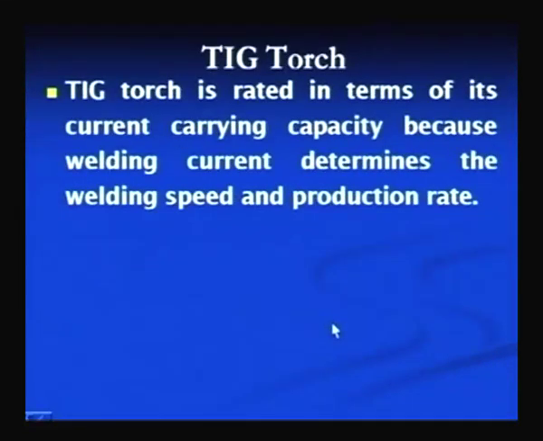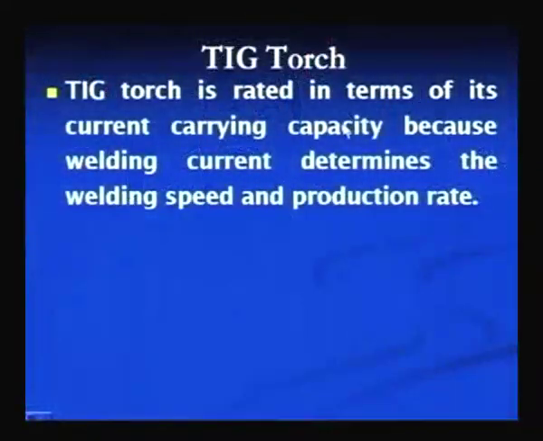Now, we will see the TIG torch, which is used for producing the desired heat and melting the faying surfaces, and is also another important component in the TIG welding system. The TIG torch includes a number of components like the nozzle, electrode and collets, and a combination of these three components forms the TIG torch. It is rated in terms of the current carrying capacity, because if the welding torch is able to handle a higher level of current, it will be able to produce deeper penetration and higher welding speeds.